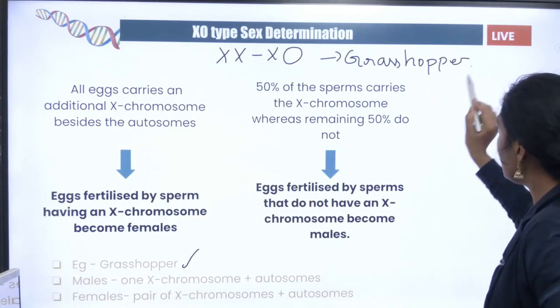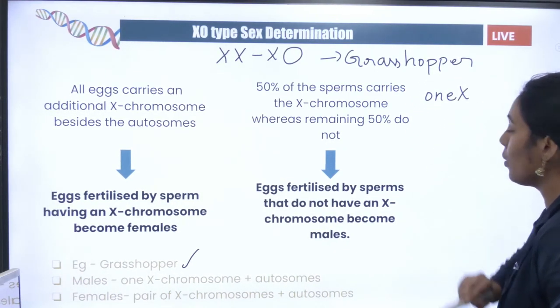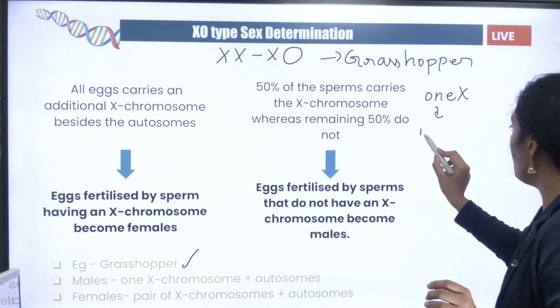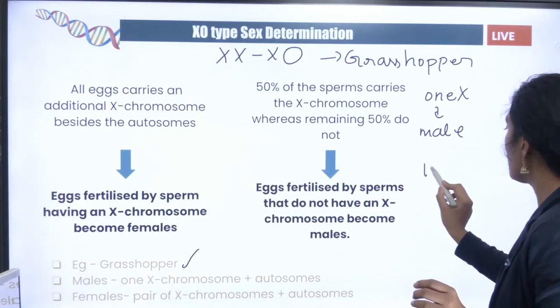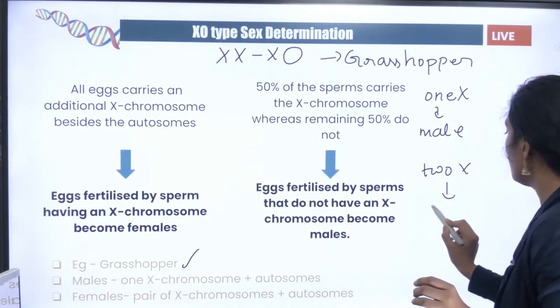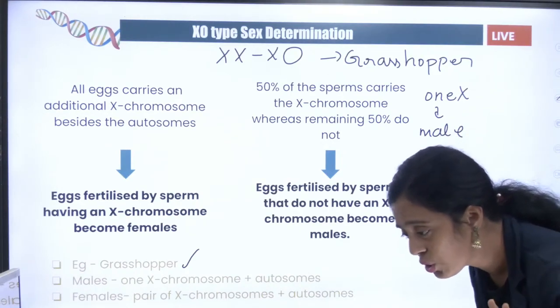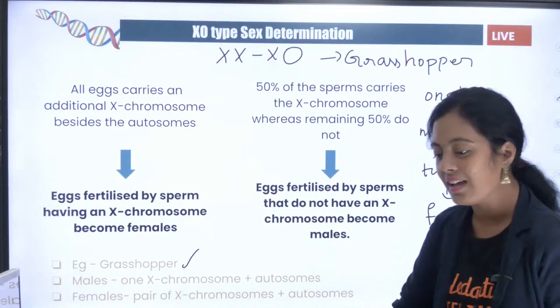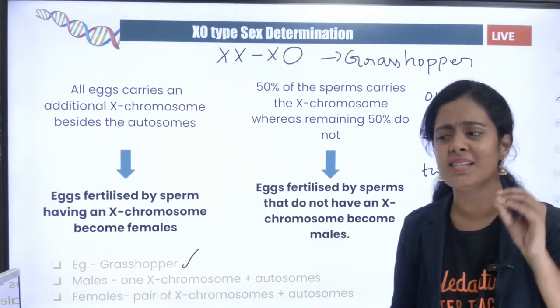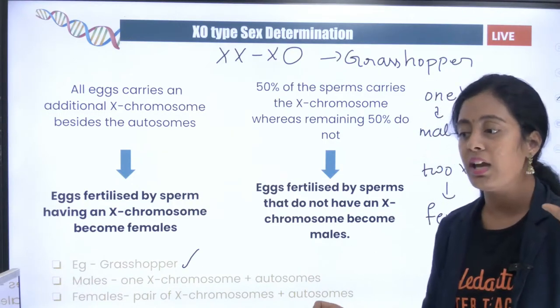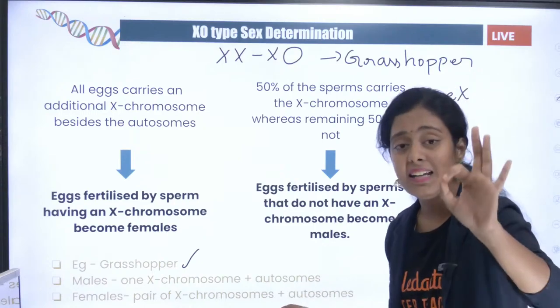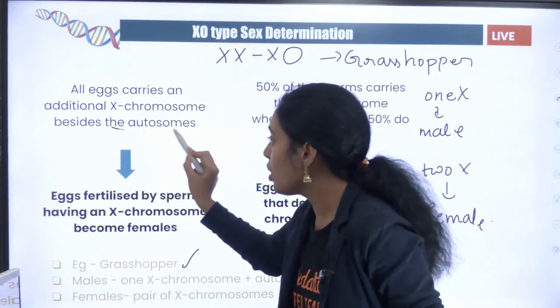If they contain one X chromosome, then it is a male. If they contain two X chromosomes, then it is a female. Everyone, understand this clearly. Yes, very good. Hi, Janice. Yes, grasshopper is an example. This has been asked several times. All of them carry an additional X chromosome besides the autosomes.